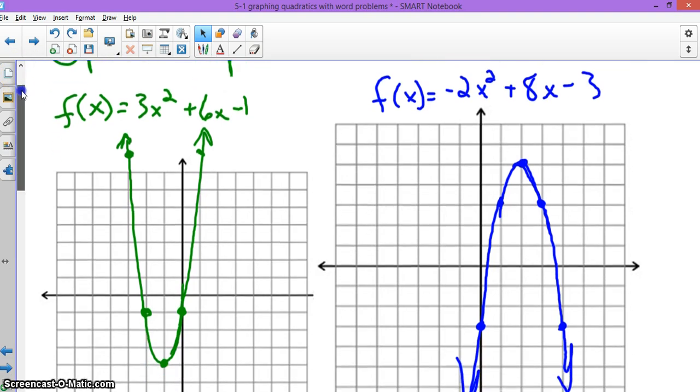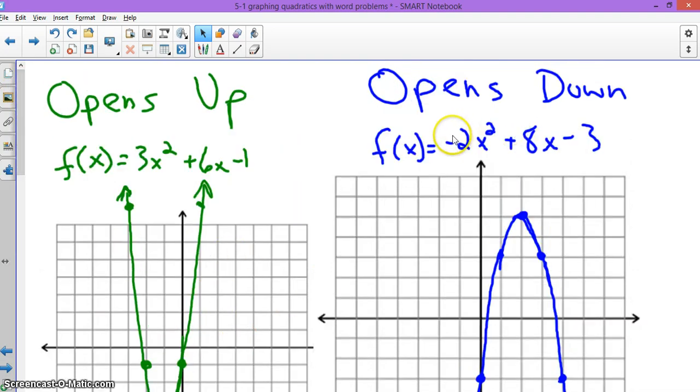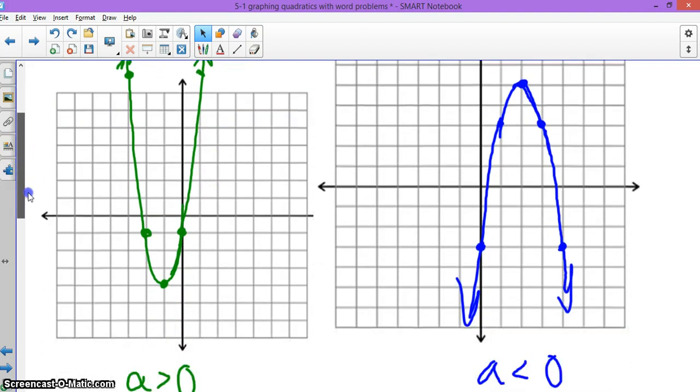And if you notice, when it's opening up here on the left, the vertex is the bottom point. Okay? The vertex is the minimum value of the function. If it is opening down, the vertex is the top point, the maximum value of the function. Usually when you hear value in mathematics, it's talking about y value unless otherwise stated. All right, so the maximum value for opening down, and it's a minimum value for opening up. I'm referring to the vertex, of course.